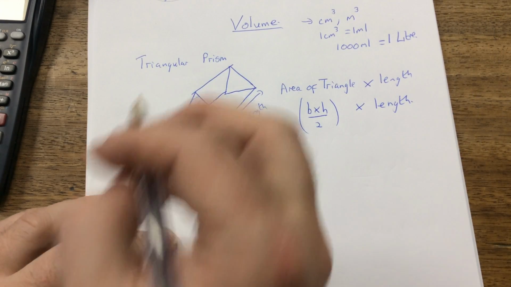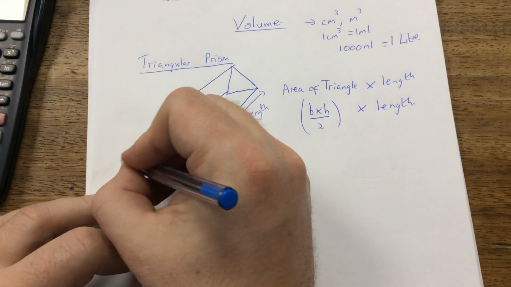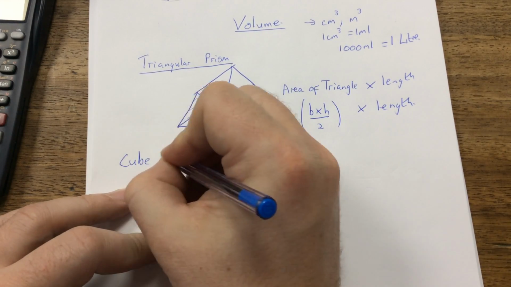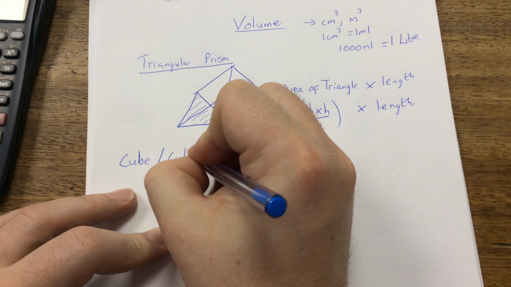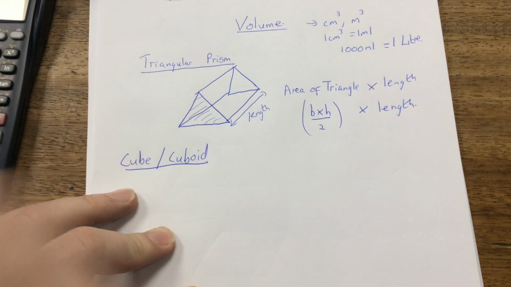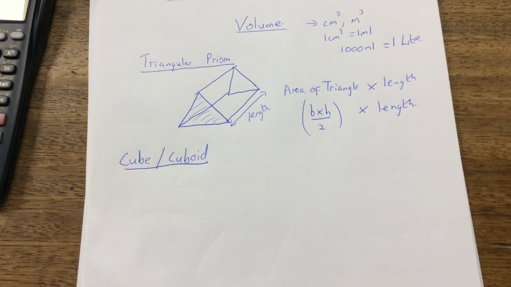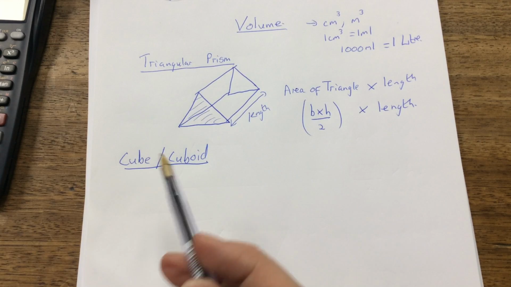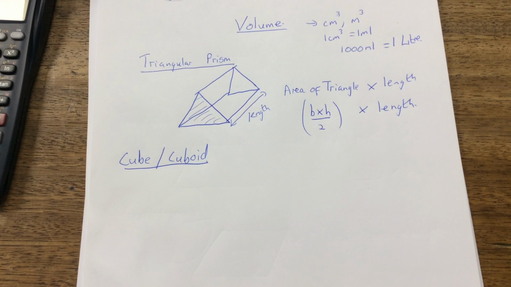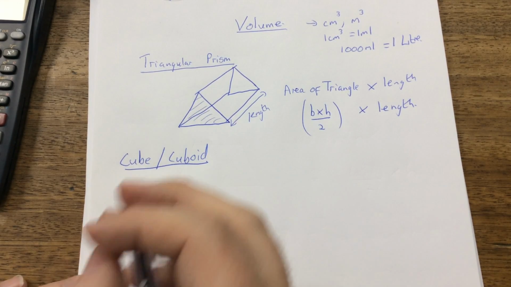The next shapes I'm going to look at have exactly the same formula, and they're a cube and a cuboid. A cube is a three-dimensional shape where all the lengths are the same. It's a bit like a dice. A cuboid is more rectangular, like a box, like a cardboard box. They look similar, except the cuboid is a stretched out version of a cube.